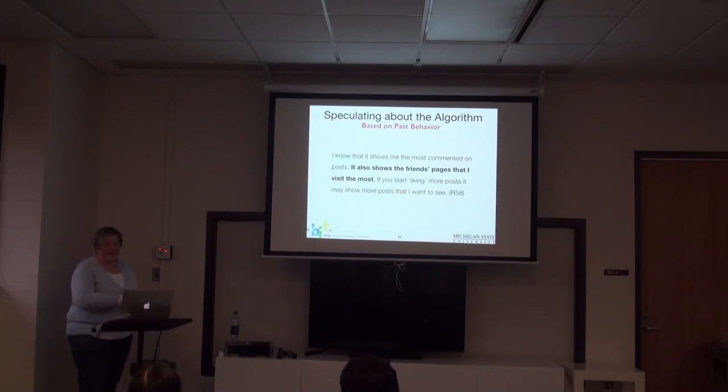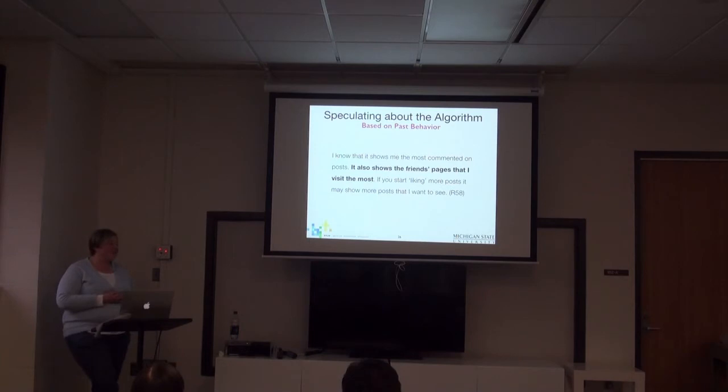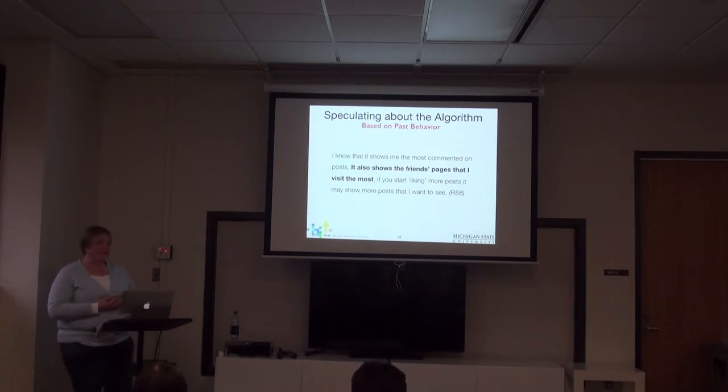Other people became aware that the system knows the people they interact with most often on Facebook, and so the posts it shows them are based on their past interactions with that particular person. So this person says, I know that it shows me the most commented on posts. It also shows the friends' pages that I visit the most. So if you start liking more posts, then it may show more posts that I want to see. So this person is actually suggesting a strategy, sort of an intervention, for trying to train the system to show them the kinds of things that they want to see.